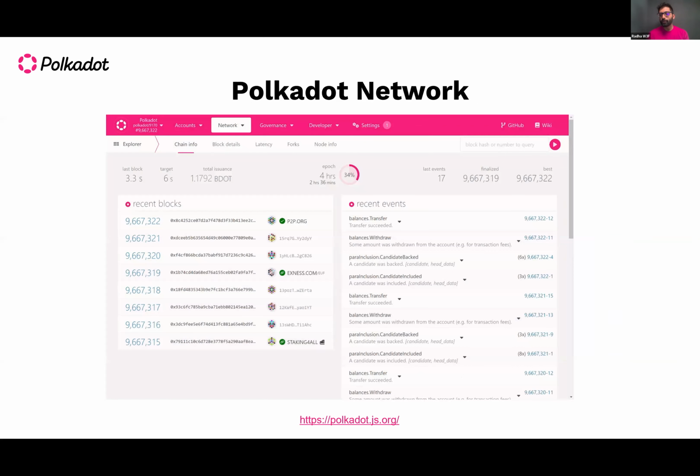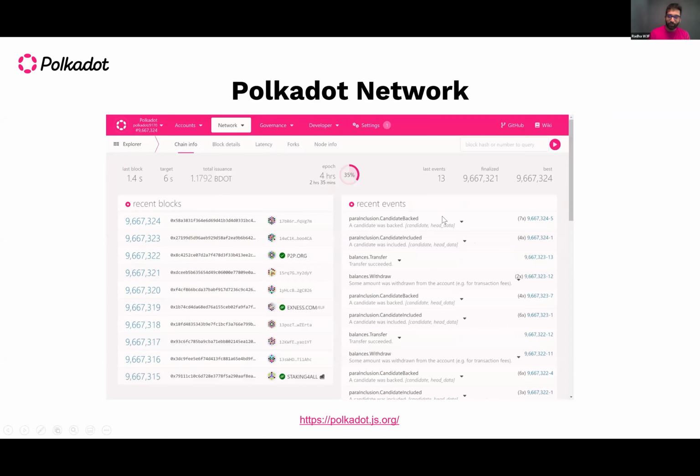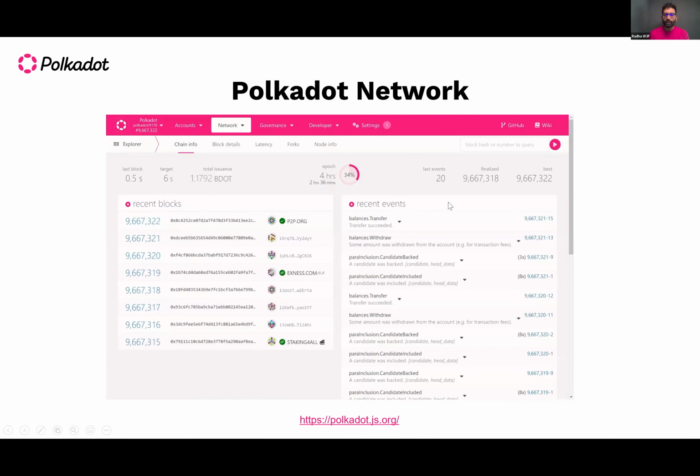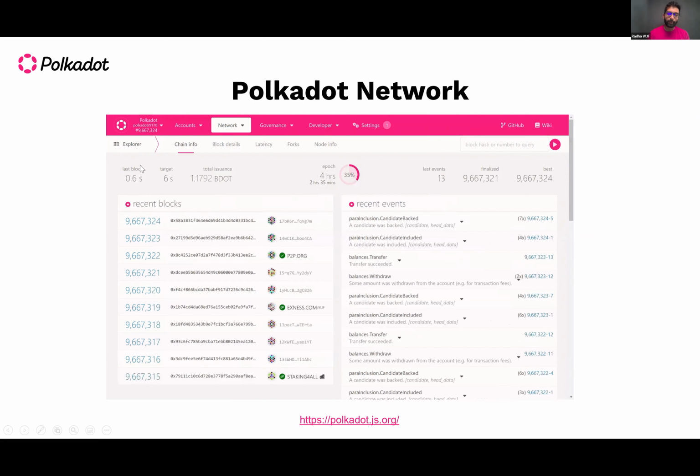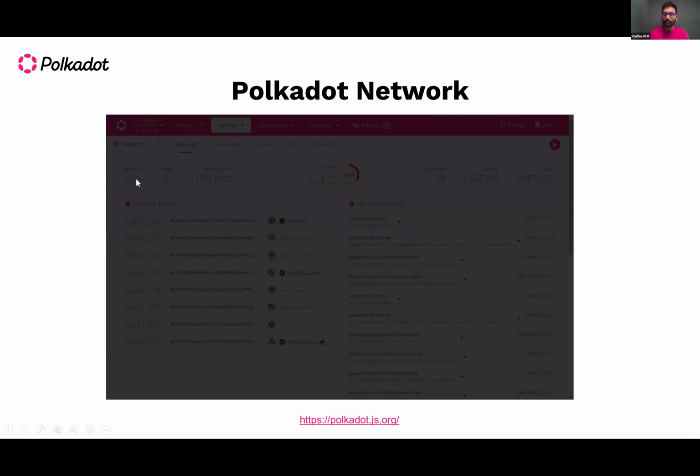Okay, so for those of you who are familiar with the Polkadot.js UI, the moment you open the Polkadot network, this is the interface that you see. There's plenty of information presented to you. A couple of interesting things: here you can see that there are over 9 million blocks on Polkadot already. You see the validator that has packaged that block. The block time on Polkadot is about 6 seconds.